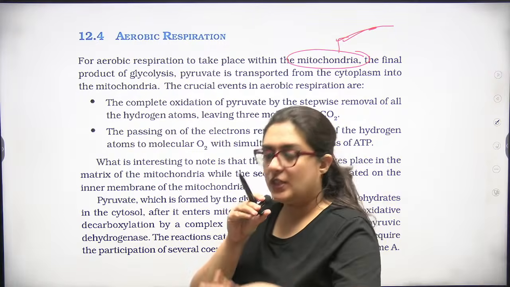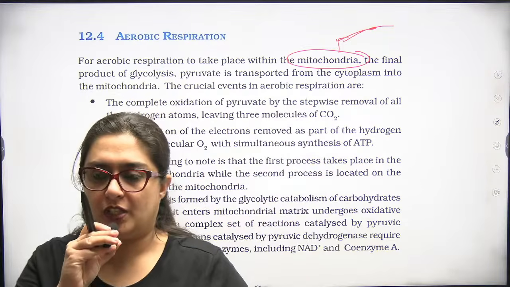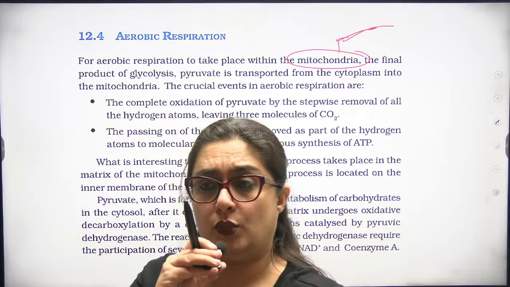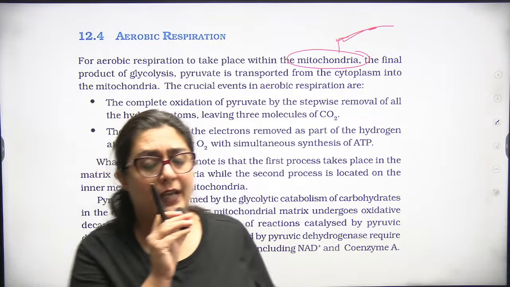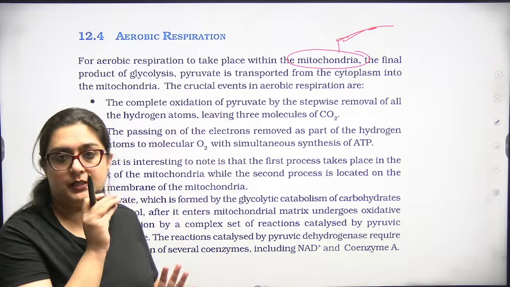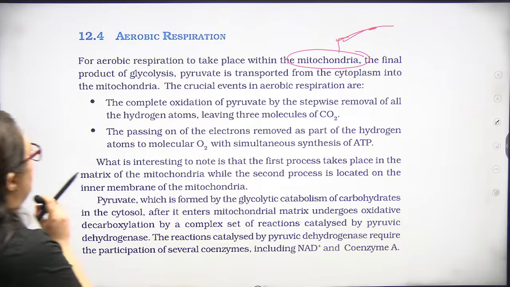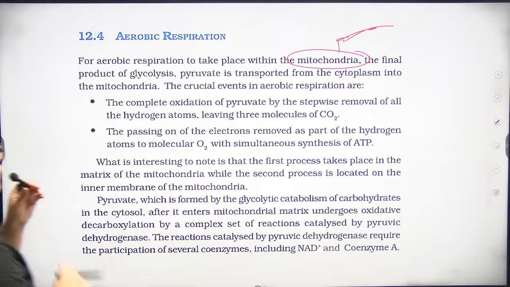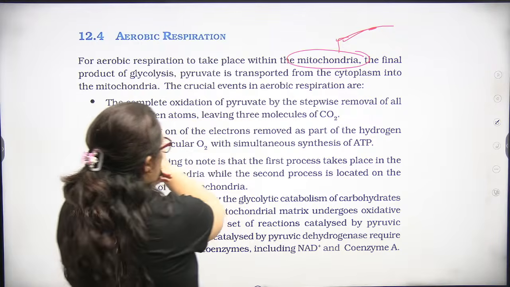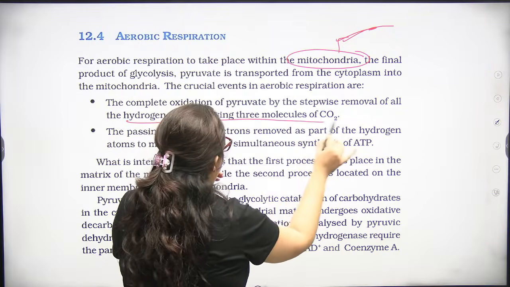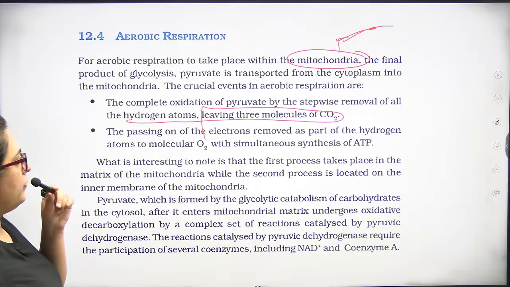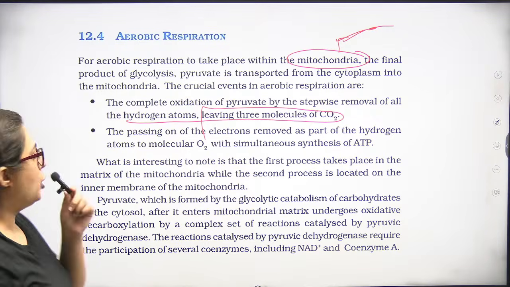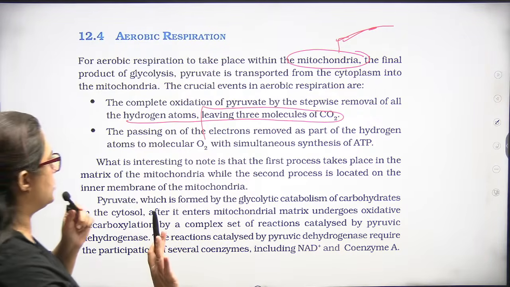Means respiration is a three-step procedure. The first occurs in cytoplasm, and the part we call aerobic respiration takes place inside the mitochondria. Complete oxidation of pyruvate, removing hydrogen atoms, leaving molecules of CO2. Passing on of the electrons removed as part of hydrogen atoms to molecular oxygen. Then synthesis of ATP.